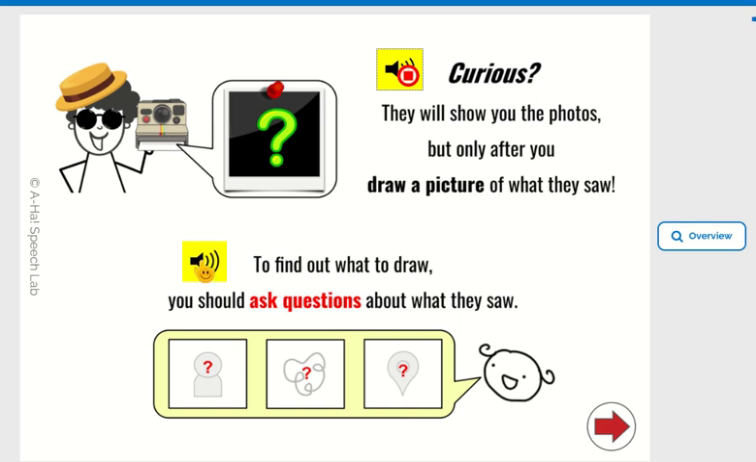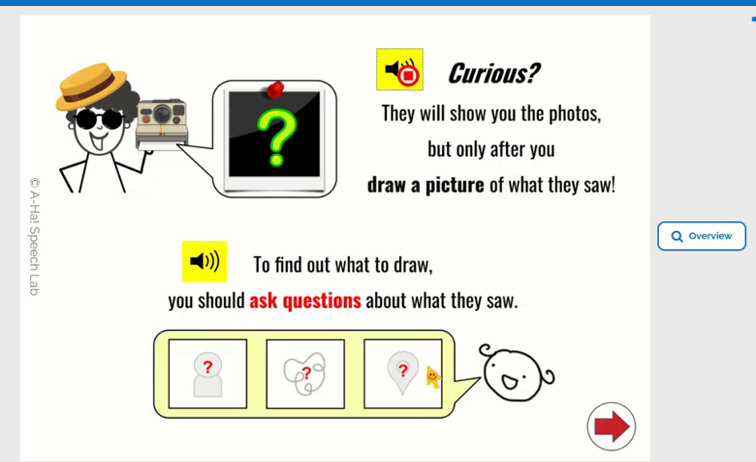Again, down here, you can click it after this portion is read if you'd like to hear it, but you can just read it yourself as well. So to find out what to draw, you should ask questions about what they saw. So this is where asking questions becomes necessary. And these are the icons you will see throughout this activity. This is who, this is what, and this is where. Just the basic who, what, where.